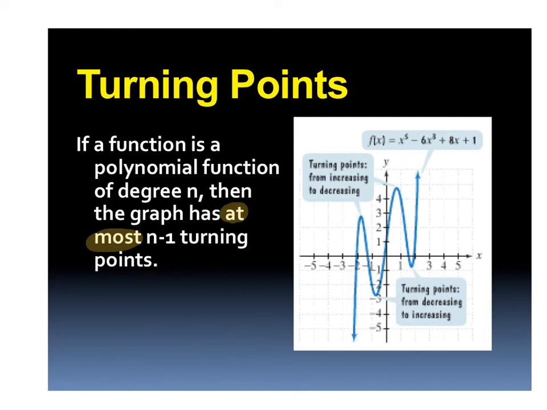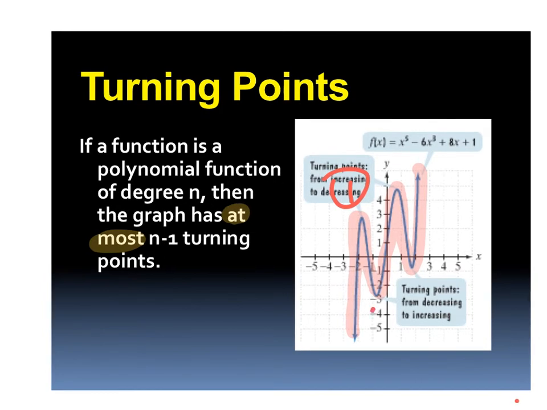What's your n on that function? 5, which means it can have 5 minus 1, or 4, max turning points, okay? So here it goes up and comes back down. That's 1 turning point. It goes down and comes back up. It goes up and comes back down, down and comes back up. So this would be my second turning point. This would be my third turning point. And this would be my fourth.